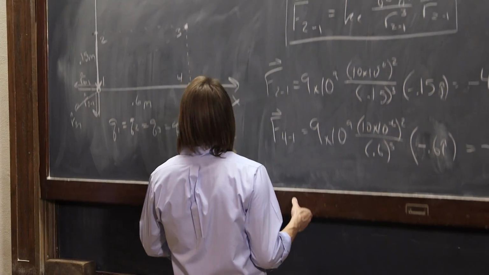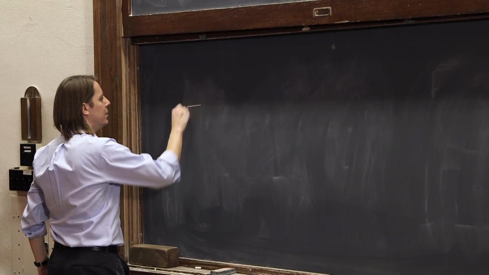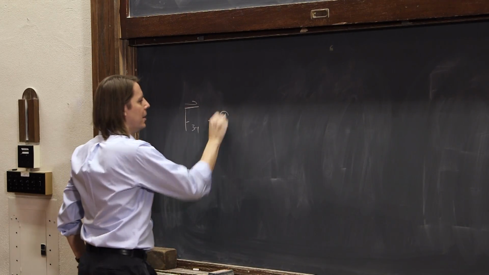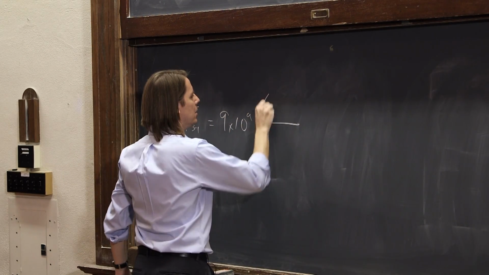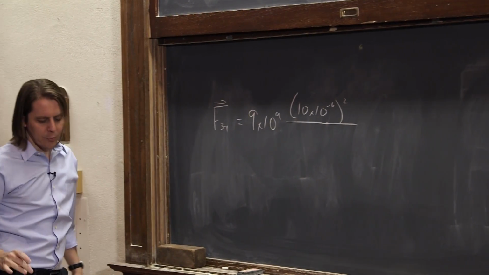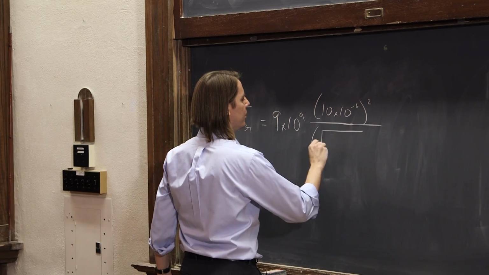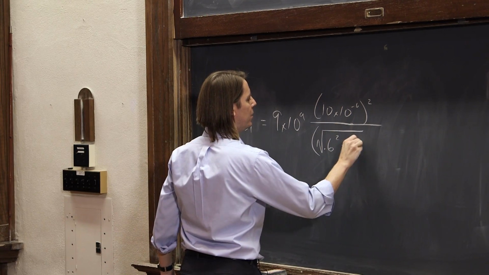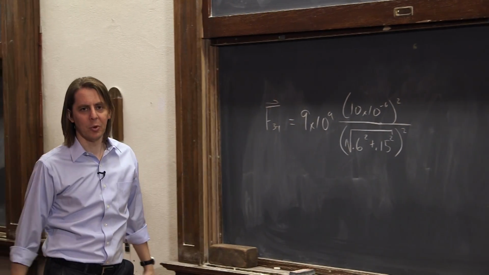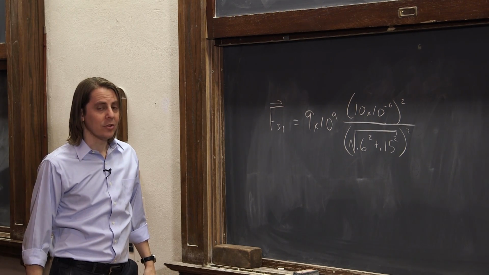Let's do F 3,1. That was the difficult one anyway. Right? Let's see, F 3,1. That would be k_e, 9 times 10 to the 9, 10 times 10 to the minus 6 squared over the separation. So remember the separation, it was the square root of 0.6 squared plus 0.15 squared. Before I didn't even bother with the squares and the square roots, I just wrote it down that way. But now it's not squared, it's cubed.